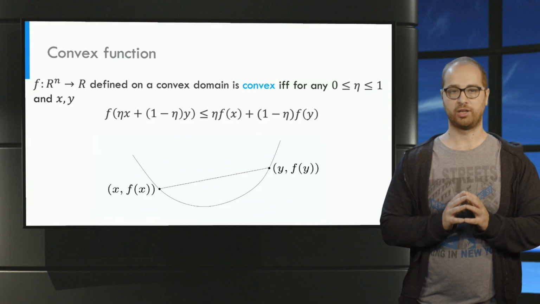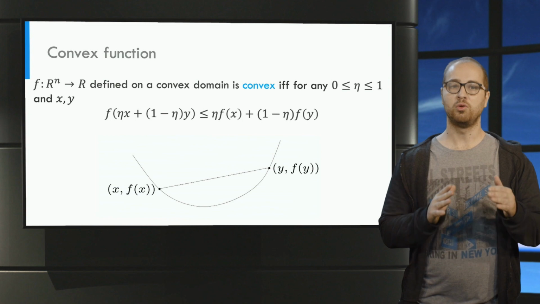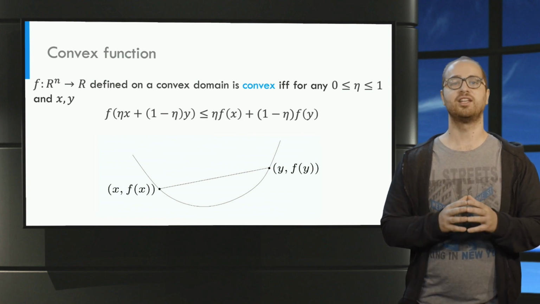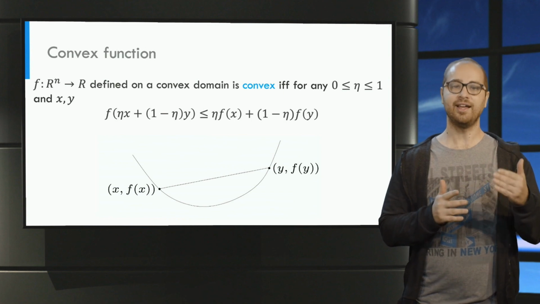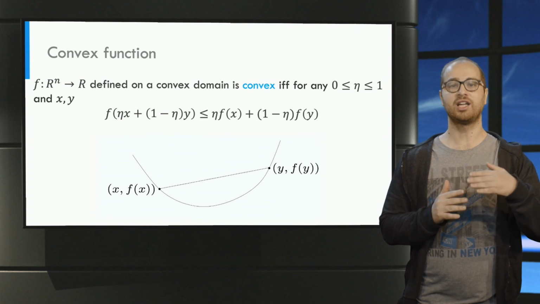Before introducing momentum, we start by revisiting the concept of convex function, which is intuitively a function with a U-shape. More formally, we say that a function is convex if the line segment between any 2 points of the graph of the function lies above the graph between the 2 points.